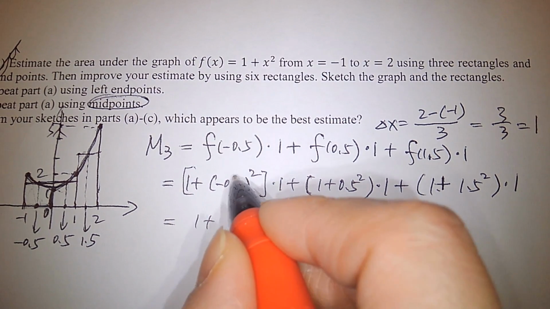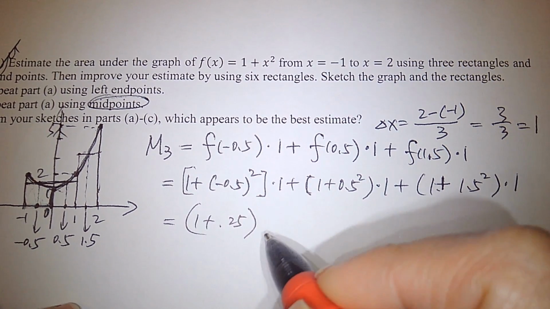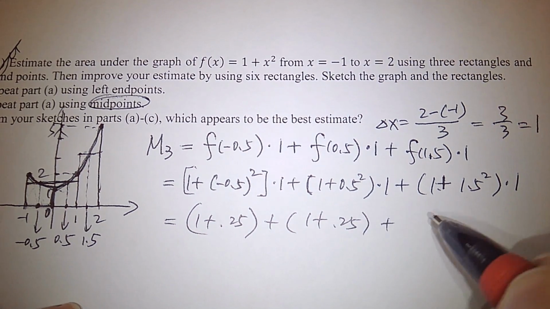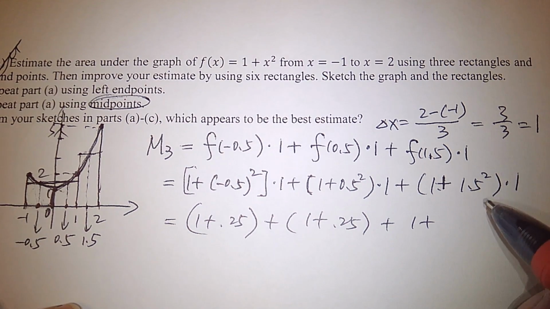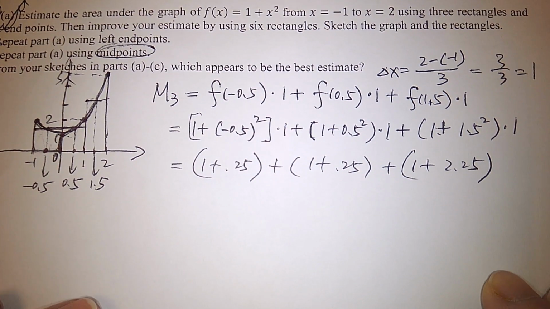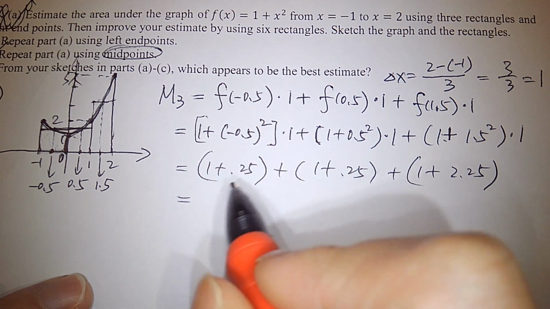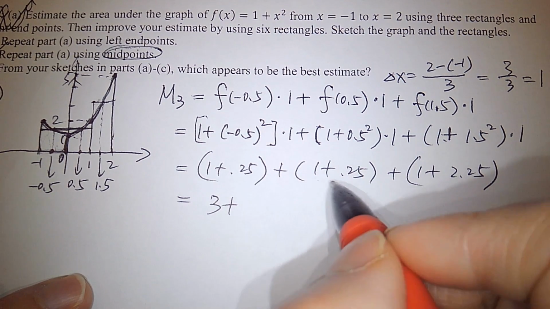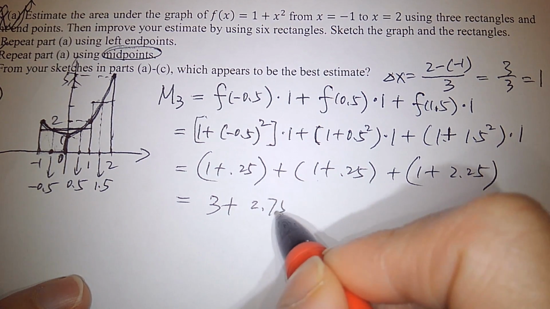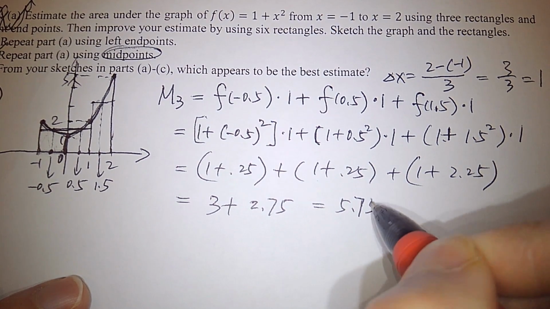So it will give us 1 plus, what is -0.5 squared? 0.25, right? Times 1, I don't write it. 1 plus what? 0.25, plus 1 plus, what is 1.5 squared? You guys get the same answer? Okay, so add up everything. 1 plus 1 plus 1, 3. 0.25 plus 0.25, 0.5, right? 0.5 plus 2.25, this is 2.75, so eventually 5.75, right?